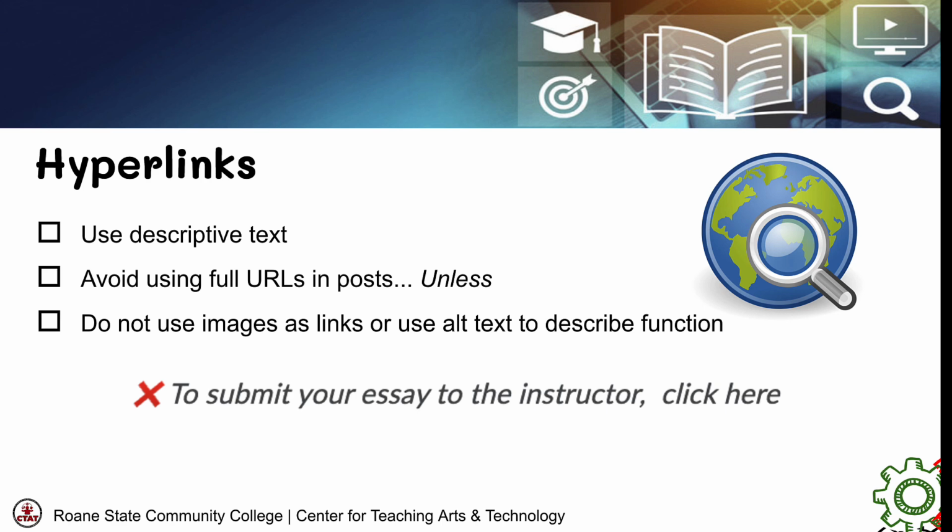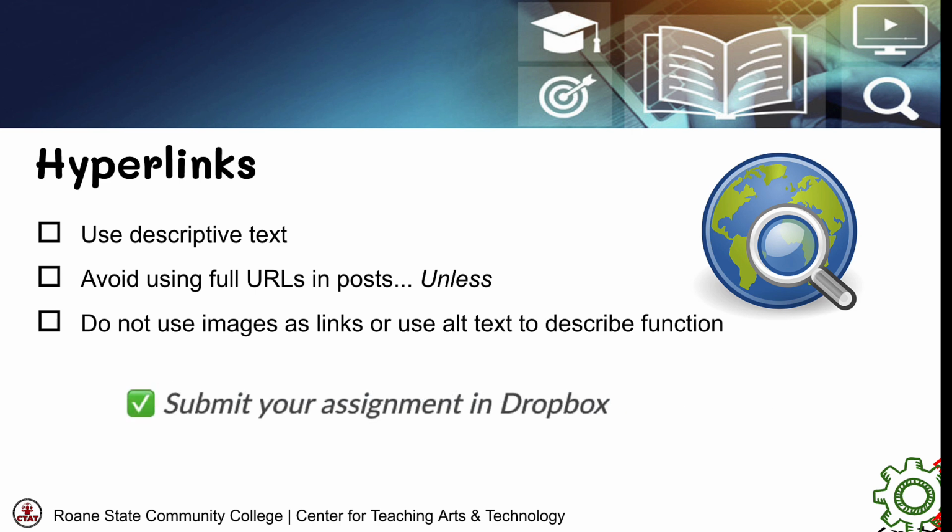Okay, so hyperlinks. Instead of dropping a full URL, which we all know in some instances can be like a novel, we want to use descriptive text that tells people what they're going to see. For example, instead of "to submit your essay to the instructor, click here," you might want to try "submit your assignment in Dropbox." It's more succinct, it's more directly related to the action that's going to happen when they click that button, because when they click the button, they're going to go to Dropbox to submit their papers.